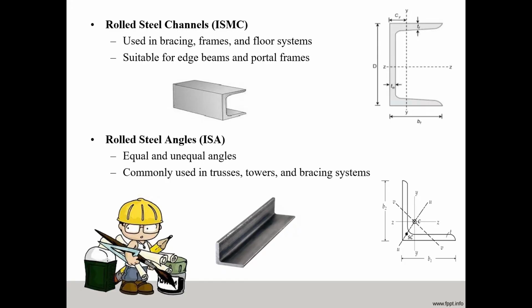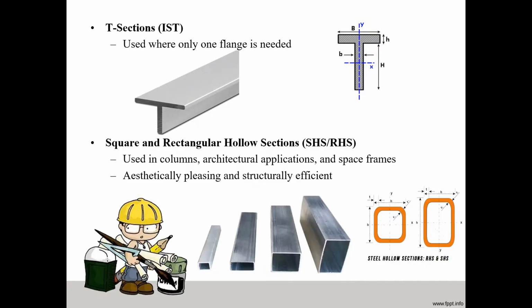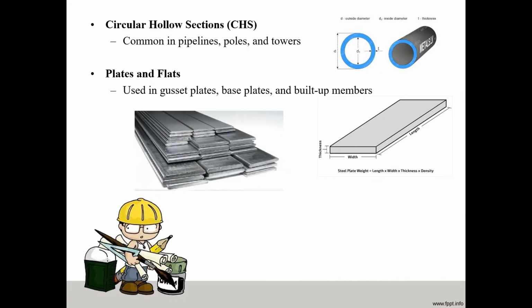The next type is the T section, that is IST, used where only one flange is needed. Here also the longitudinal as well as the cross section is shown. The next type of structural member is the square and rectangular hollow section, used in columns, architectural applications and space frames. They are aesthetically pleasing and structurally efficient. Here also it shows the cross sectional and longitudinal section of the square and rectangular section.